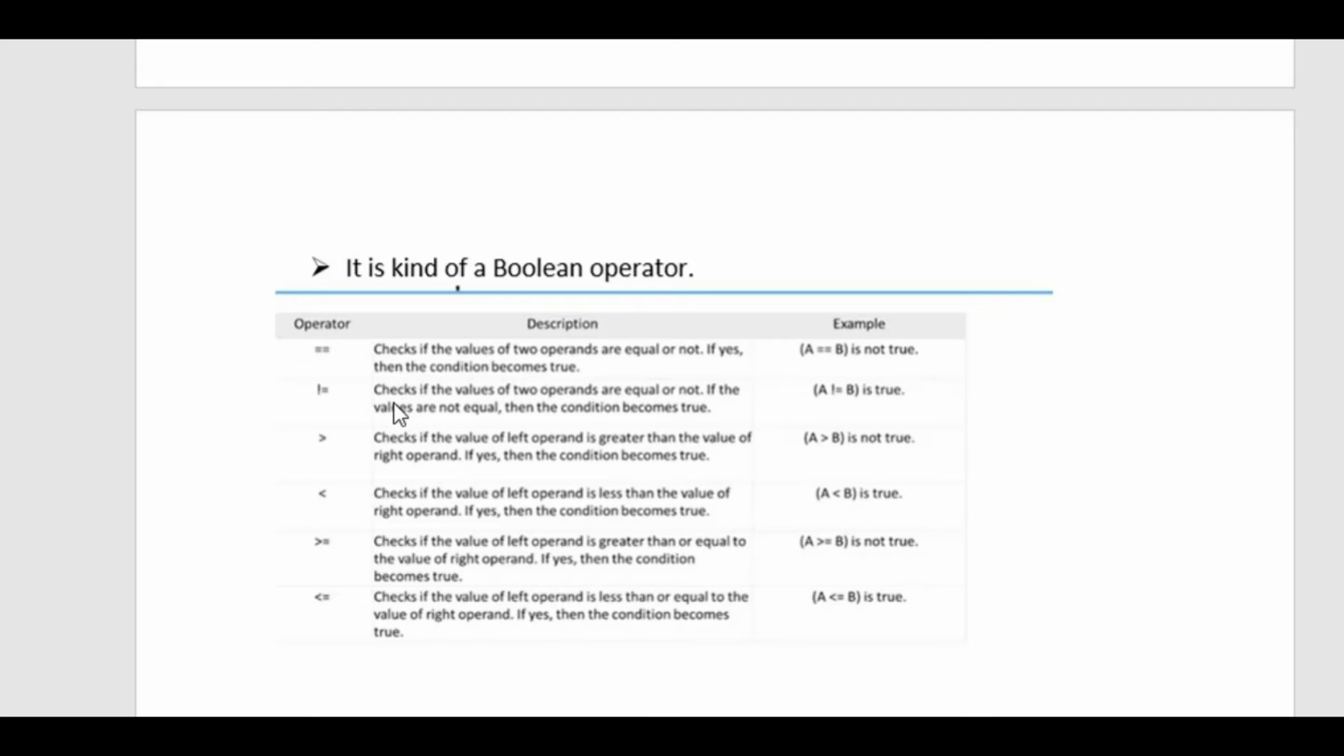The next one is exclamation equals to. It checks if the values of operands are equal or not. If the values are not equal, then the condition becomes true.